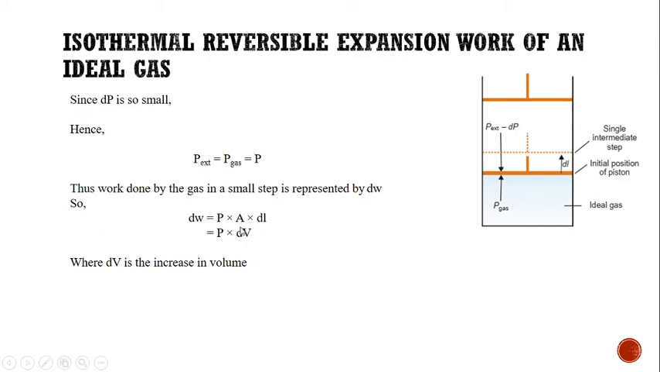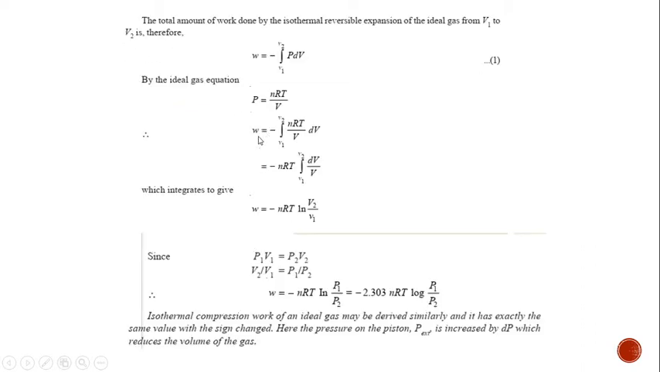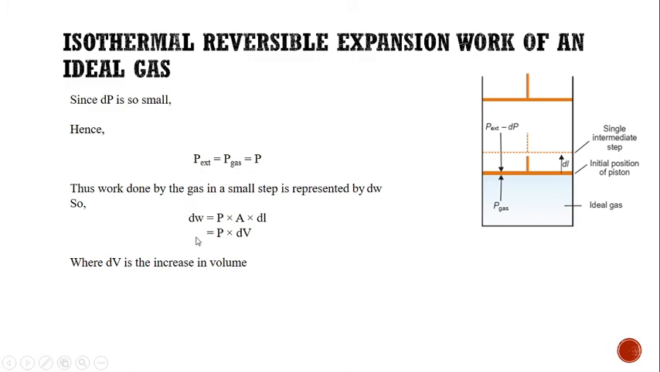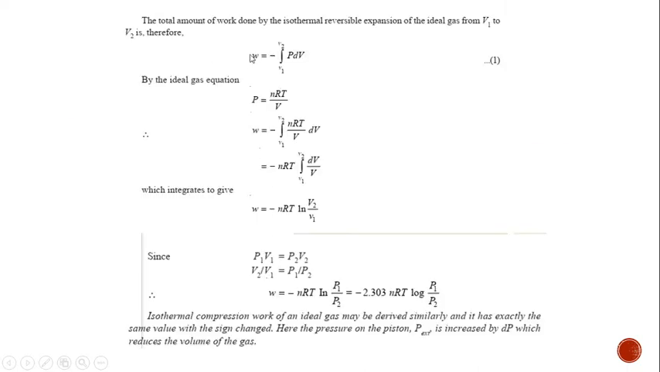What is dV? dV is the change or increase in volume. We need to integrate this expression by applying the integral operator on both sides of the equation. What happened? Here, we have dw, this d is cancelled with the integral operator, and we are left with w on the left hand side of the equation, and we have the limits of V1 and V2. This is the limit integral.